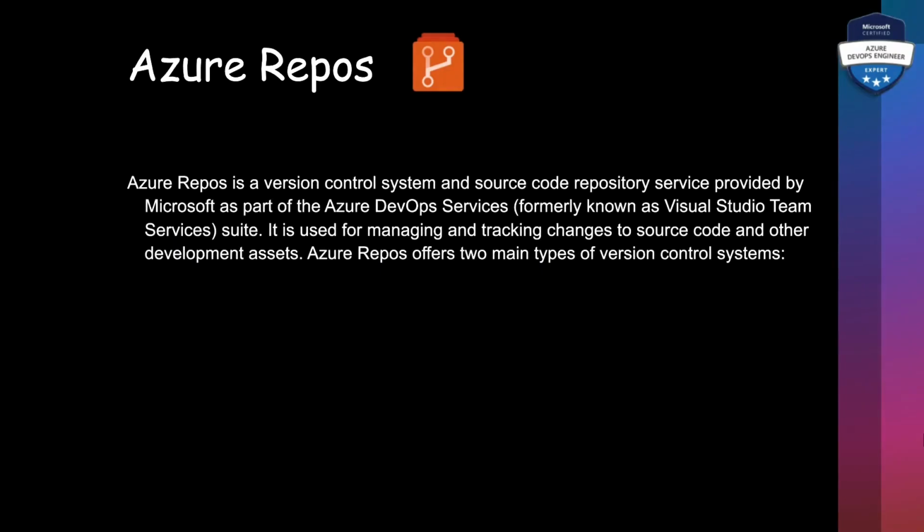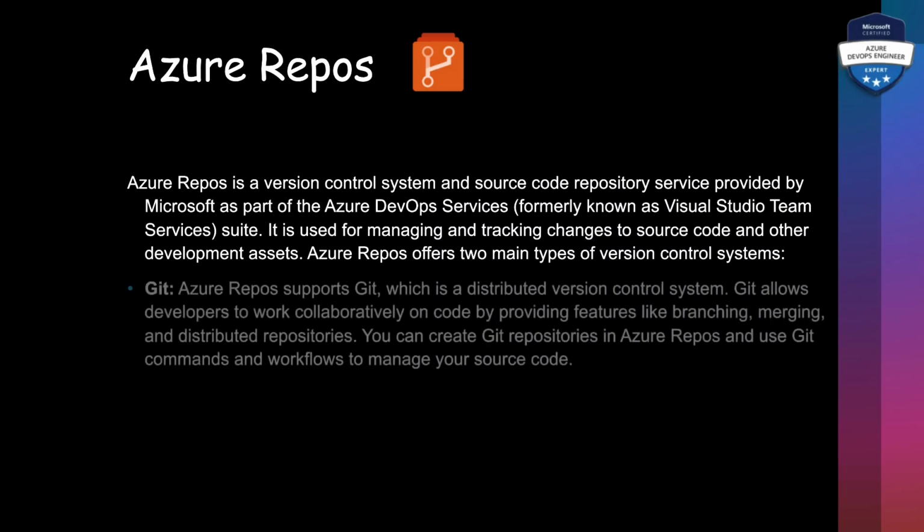So Azure Repos is a version control system and source code repository service provided by Microsoft as a part of Azure DevOps Services, formerly known as Visual Studio Team Services Suite. It is used for managing and tracking changes to source code and other development assets. Azure Repos offers two main types of version control systems.